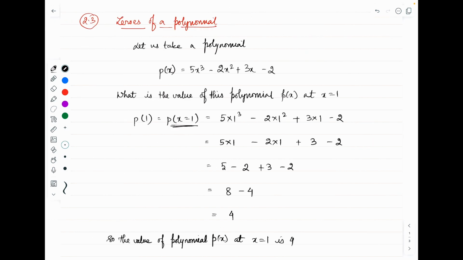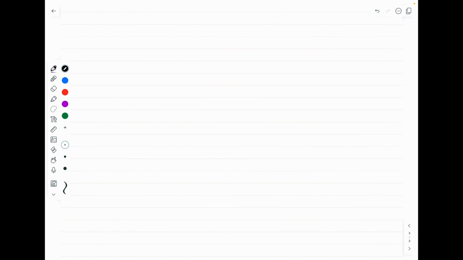So this is how you find the value of a polynomial at a particular point, at a particular value of x. You put the number that you are taking, the x value, in the polynomial. Instead of x, you will get the value of the polynomial at that particular number. Okay, so we will see one example.